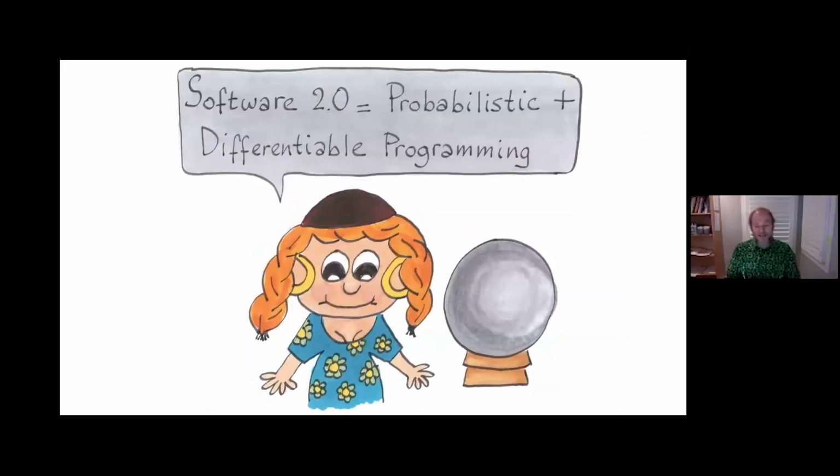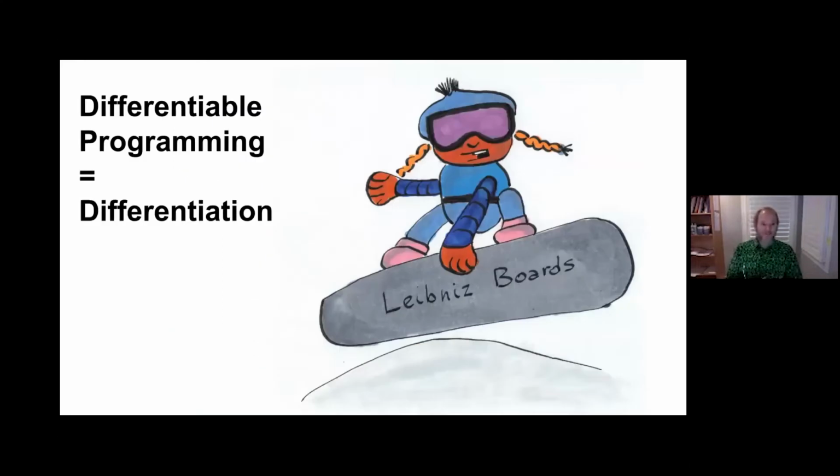Now, the reason I picked calculus is because in a previous talk I predicted that software 2.0, which is instead of writing software, you learn software from data, like machine learning, would be a combination of differentiable programming and probabilistic programming. Now let's zoom in a little bit here. If you look at differentiable programming, it's kind of obvious, right? It's about differentiation.